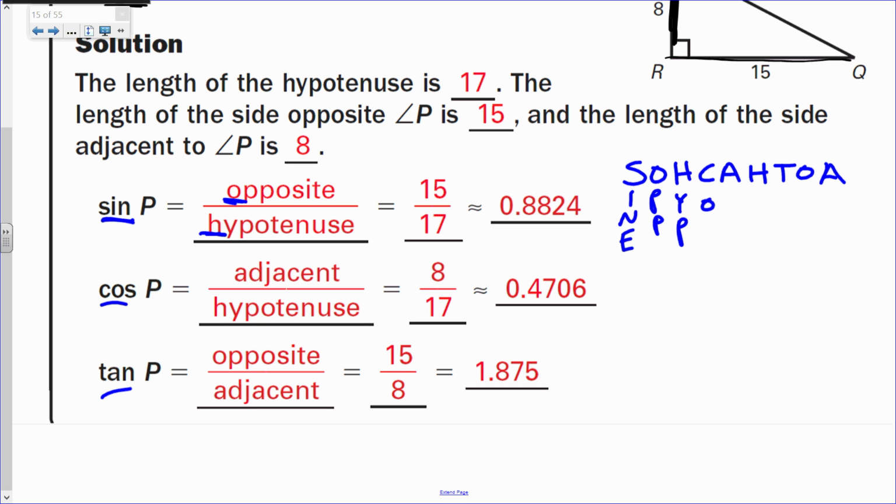Cosine, the cosine right here is adjacent over hypotenuse. That's why you have AH. Adjacent, I'll put adjacent over hypotenuse, HYP. And look, you see it. Cosine is adjacent over hypotenuse.